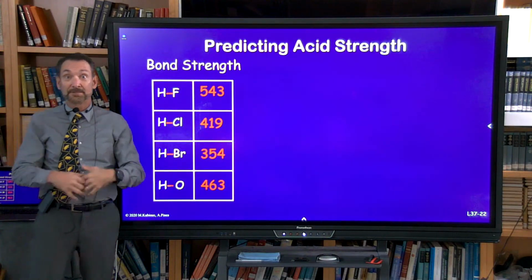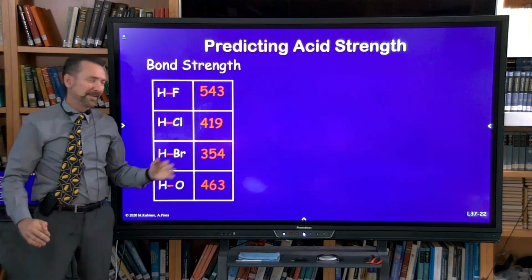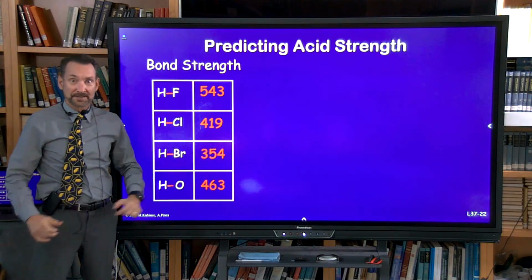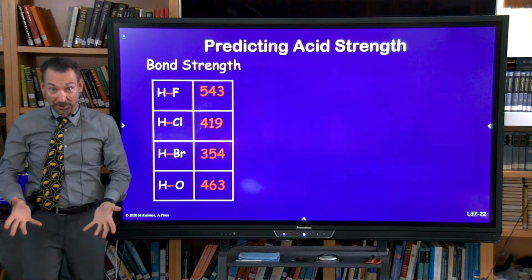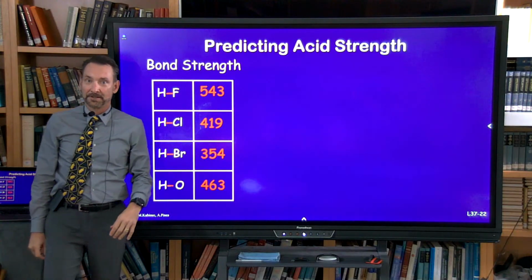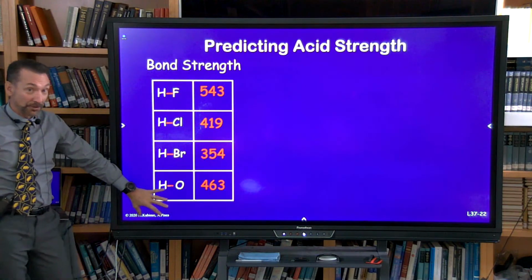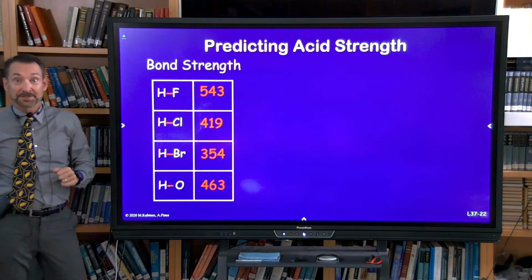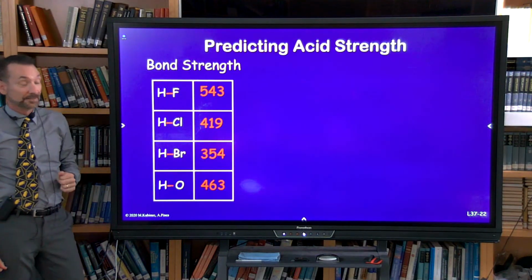Okay, so that has to be everything else being equal. And every single one of these things we go through, it's going to be an everything else being equal situation. Then that would affect the acid strength. So everything else being equal, stronger bonds are weaker acids.